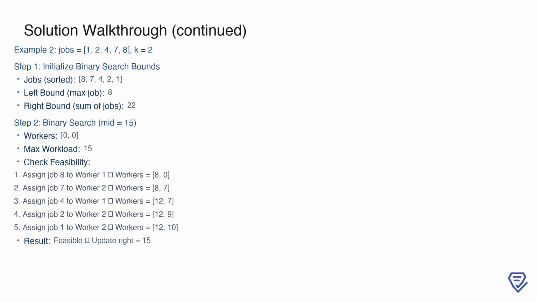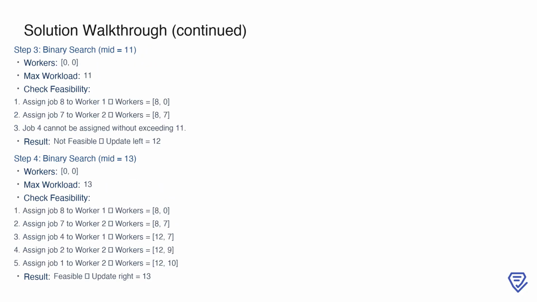First, we assign the job with time 8 to worker 1, resulting in 8, 0. Then, the job with time 7 is assigned to worker 2, updating workloads to 8, 7. Next, the job with time 4 is added to worker 1, making it 12, 7. The job with time 2 is assigned to worker 2, yielding 12, 9, and finally, the job with time 1 is also assigned to worker 2, giving us 12, 10. Since no worker exceeds the maximum workload of 15, this allocation is feasible, so we reduce the right bound to 15. We continue by testing a smaller midpoint, 11, with the workers starting at 0, 0.